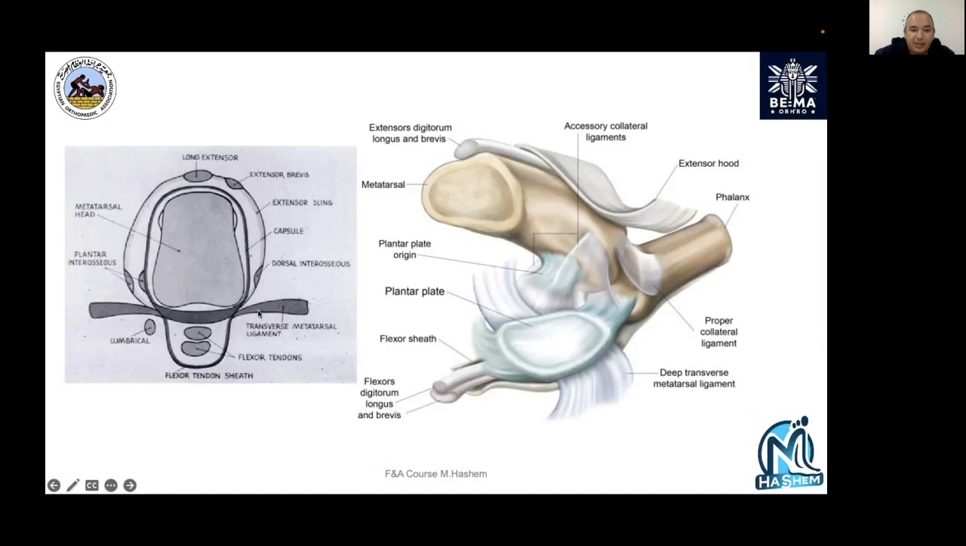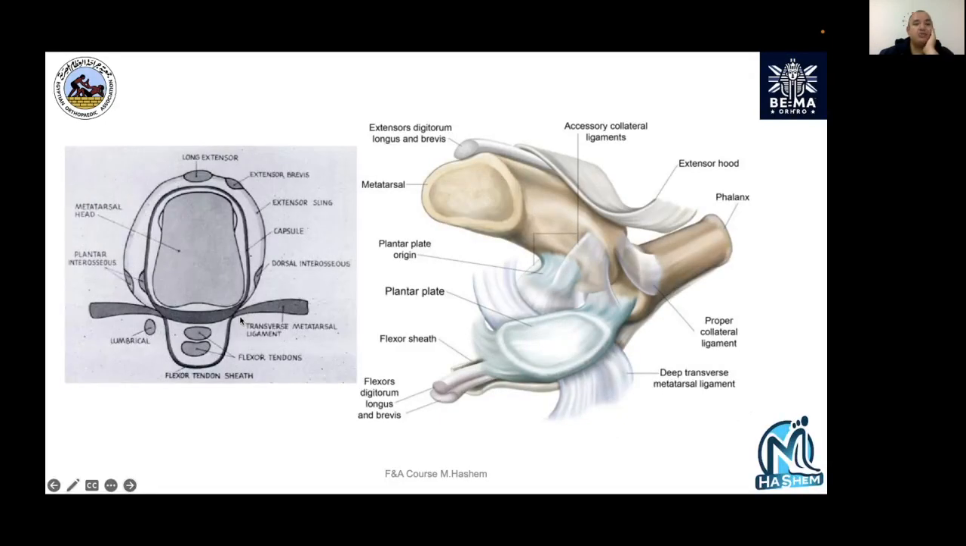And remember that the nerve goes underneath the transverse metatarsal ligament, and this is where the Morton's neuroma happens. So this is the shape of your MTP joint. You have the flexor tendons underneath, the extensor tendons or the extensor hood up, and the metatarsal head. And remember that the transverse intermetatarsal ligament has the interossei above, and the lumbricals and the digital nerve underneath.